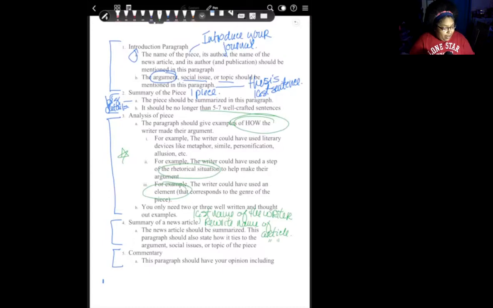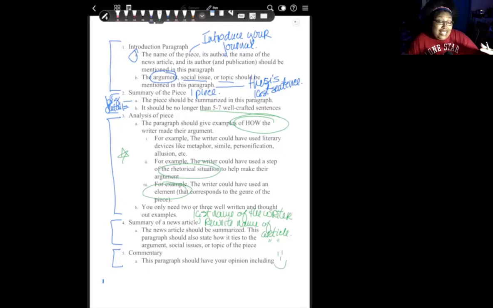Then this is the fun part. This is what everybody is like, yay, you're actually going to give me your opinion. You're going to give me your opinion on many things, right? You can give me your opinion on the topic, what you think about it, how the author has made the topic, whether the topic or social issue is reflected correctly or well or not well in the piece.